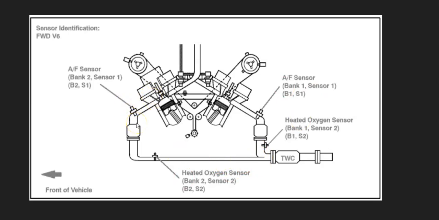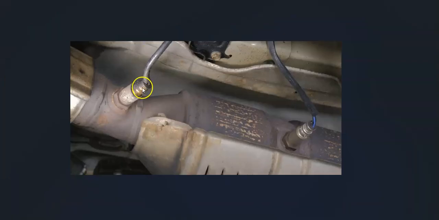For example, this is a 2007 Camry with the 3.5 liter V6, and as you can see, bank 2 sensor 1 is going to be right here, and it's going to be before the catalytic converter. And the sensor 1 is going to be called the upstream oxygen sensor, and it's going to be located before the catalytic converter, and the sensor 2 is going to be called the downstream oxygen sensor, and it's going to be located after the catalytic converter.